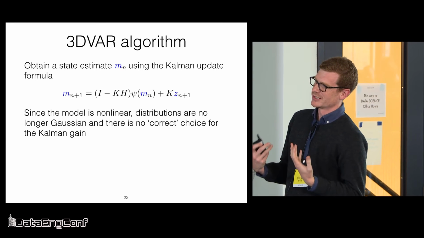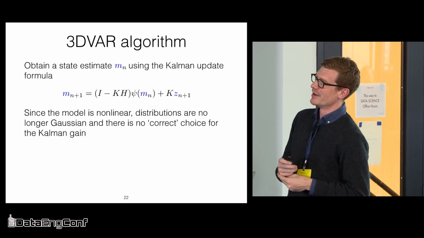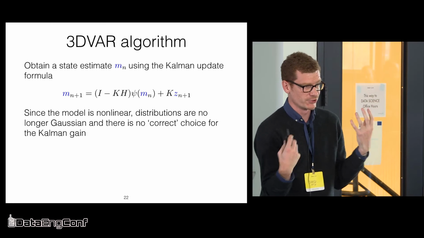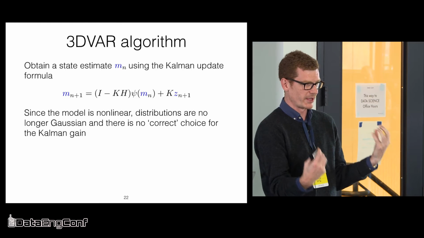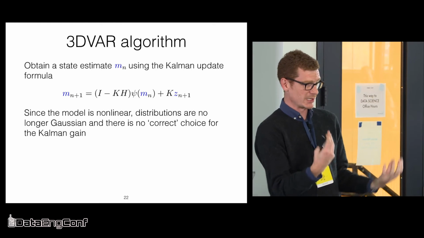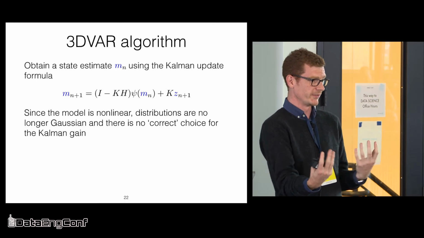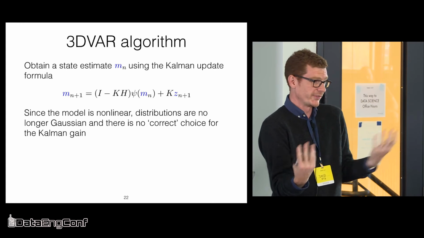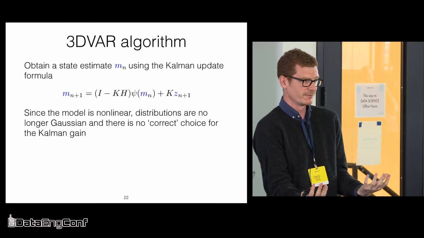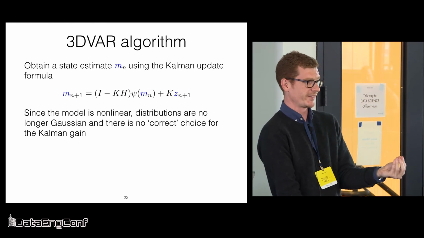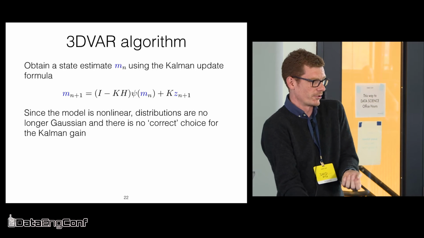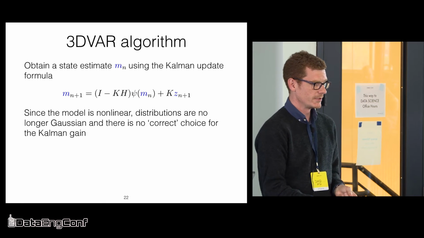You're basically trying to get a state estimate, Mn, using something like a Kalman update formula. So we like this intuition. We like the intuition that our new estimate should be a convex combination of the two pieces of information we have, the forecast and the observation. That intuition still makes sense when the model is nonlinear. You can still take your old estimate of the state, apply your nonlinear map to it, and get a new guess of what it was just based on the model.